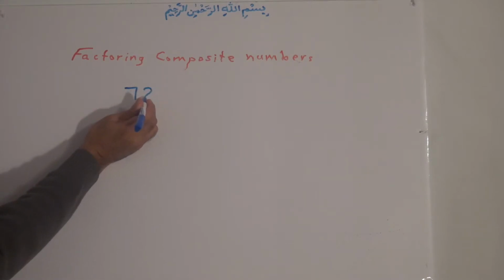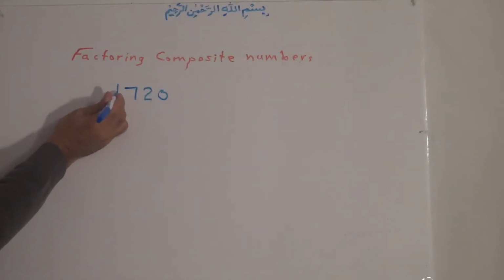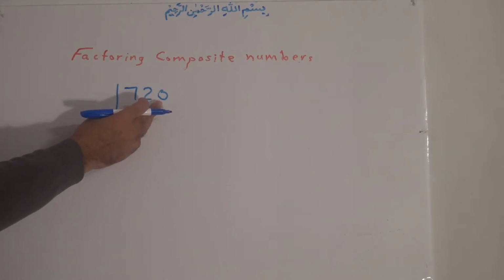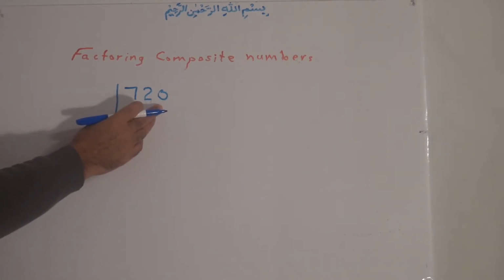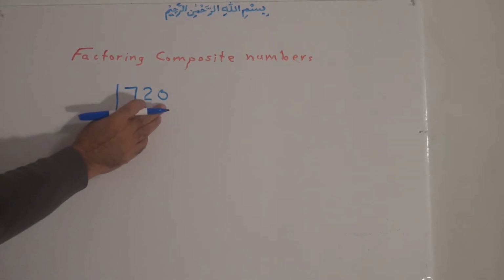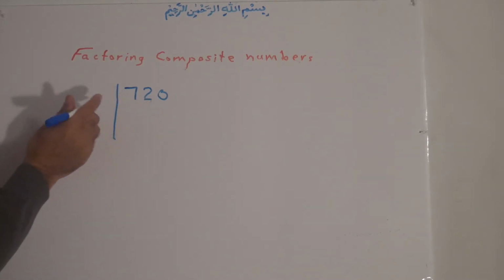720. The method of factoring is like this. We put a line on the left side of the number, then, as in our previous lessons where we discussed divisibility, we start from the very small divisibility. The last digit is 0, so this is divisible by 2, and also divisible by 5. But we choose the smallest one. At the same time it is divisible by 5 and 2, but we start from the smallest. The smallest is 2.